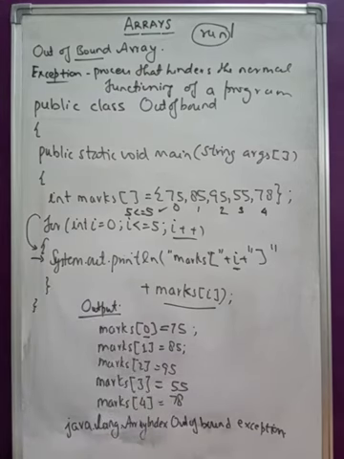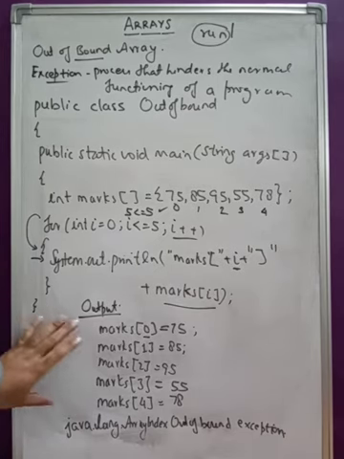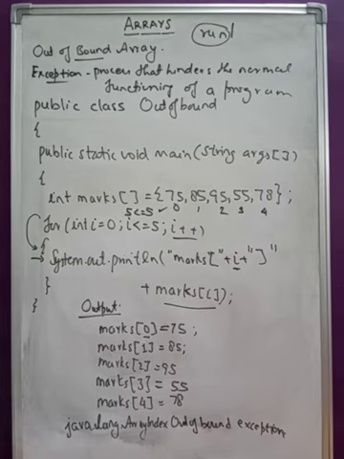See, in the normal case all the values should be printed. The values get printed as long as the condition is right. But once all the values are finished and we are looking for an index number that is not present in the array, it will throw an exception. So this is all about the out of bound array exception. That's it in this video.